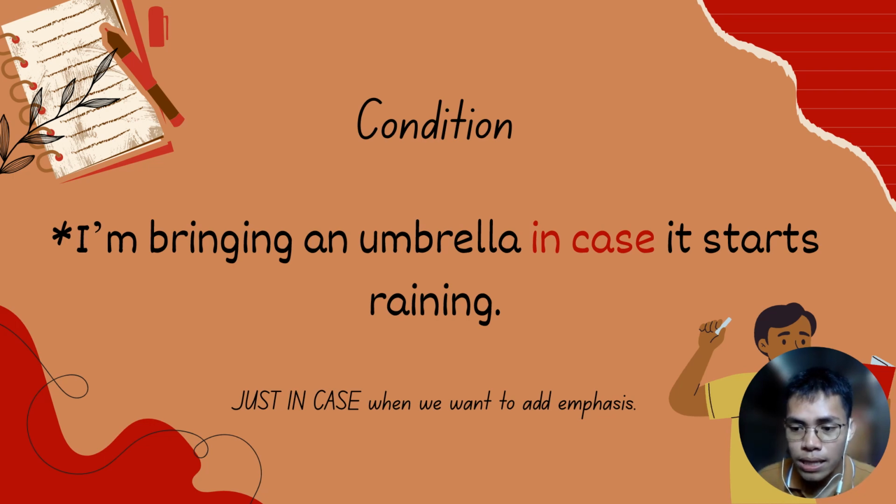Now the last one is the subordinate conjunction in case. Basically, we use this to suggest a precaution against a hypothetical possibility. For instance, I am bringing an umbrella in case it starts raining. So I am worried it might rain, so I am bringing an umbrella. Now we can also say, I am bringing an umbrella just in case it starts raining, when we want to add emphasis there.